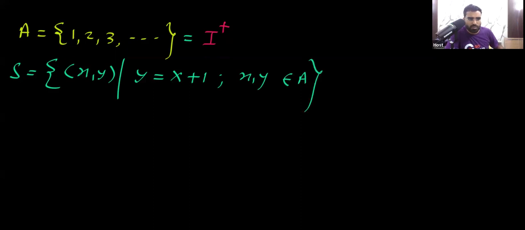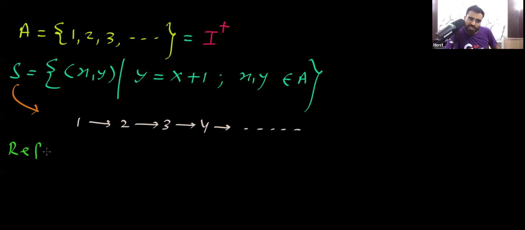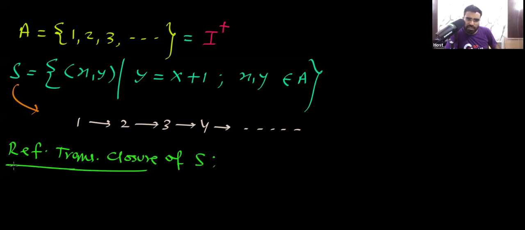Now let's find the reflexive transitive closure of S. First you can see what the graph representation will be here. The graph representation will be like this: 1 will be related to 2, 2 will be related to 3, 3 will be related to 4, and so on. This is the graph representation. Now what will be the reflexive transitive closure of this relation S?